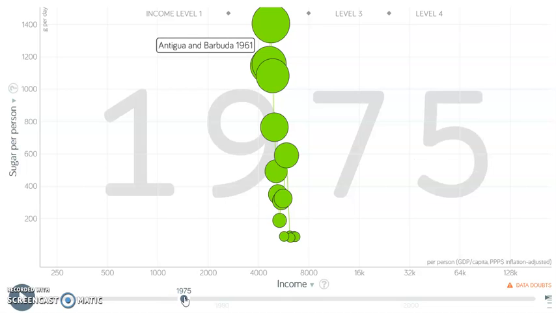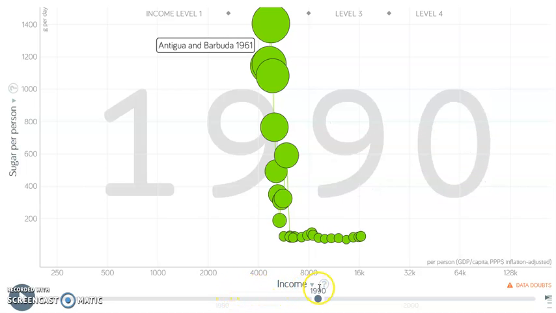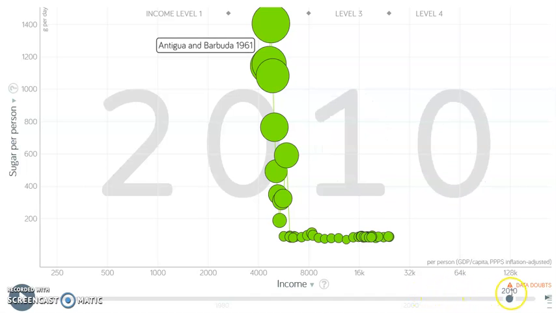So as we move forward, it decreases slightly, and then it really starts to pick up in the 80s. There are a few setbacks, but for the most part, there is an overall significant increase in regards to the income per person, and that is for Antigua and Barbuda. So here we are in 2013. You'll see there's a very steady rate of increase right here, and for that country, it's at an all-time low of sugar per person.